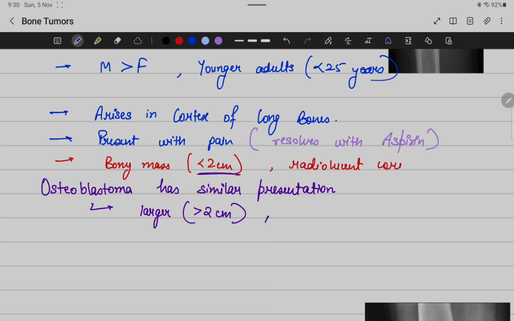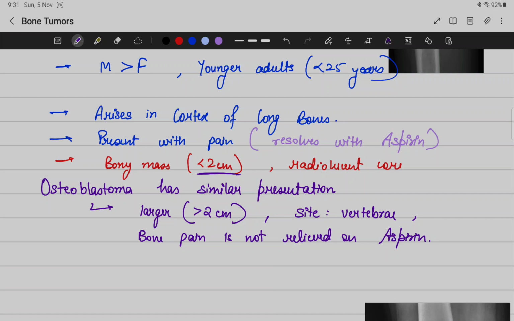Now, what was the site for your osteoid osteoma? The cortex of long bones. But for osteoblastoma it is vertebrae. I'll just write site is vertebrae. So your osteoblastoma presents mostly in your vertebrae. So it is larger than osteoid osteoma, it forms in the vertebrae, and it does not respond to aspirin. So the bone pain is not relieved on aspirin. Alright, this is how you can differentiate between your osteoid osteoma and your osteoblastoma.